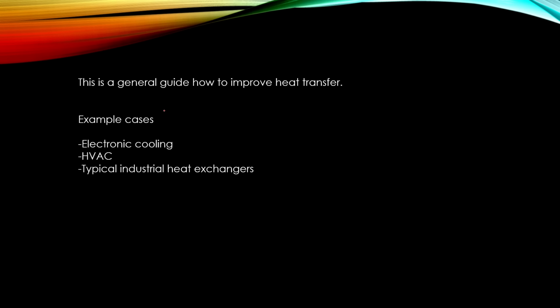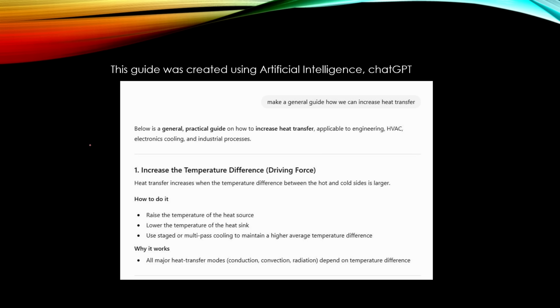This is a general level guide on how we can improve heat transfer. I took some examples from electronic cooling, heating and ventilation and air conditioning, and some typical industrial heat exchangers. I created this guide with ChatGPT, and as a first solution it pointed out increased temperature difference.